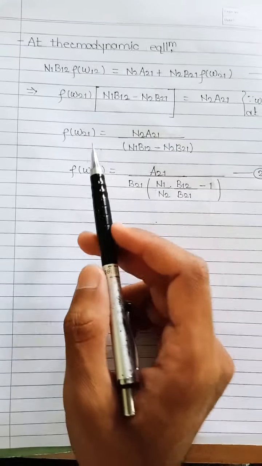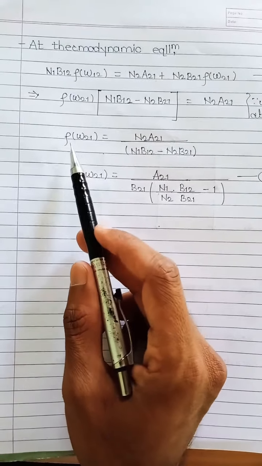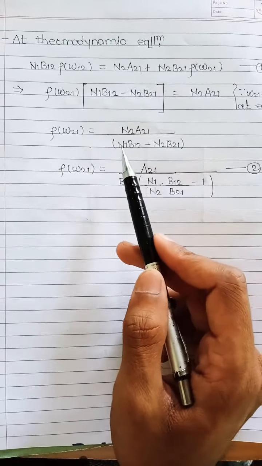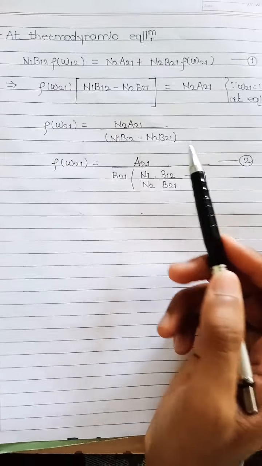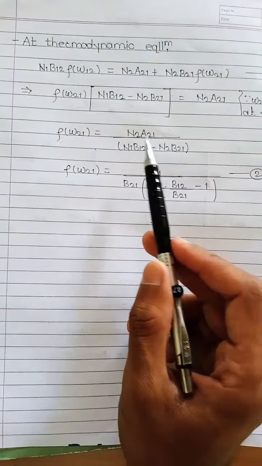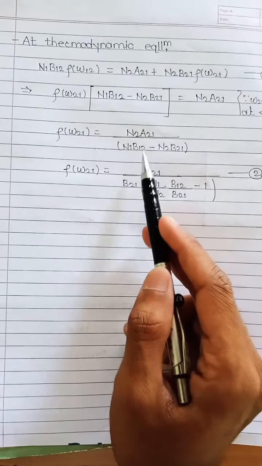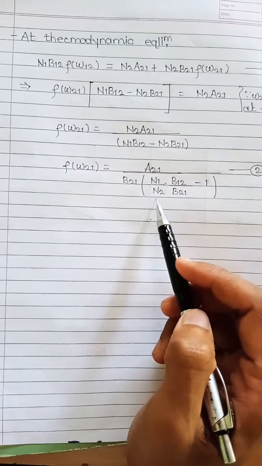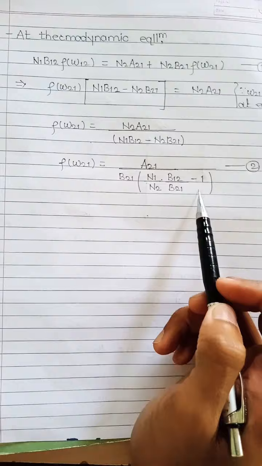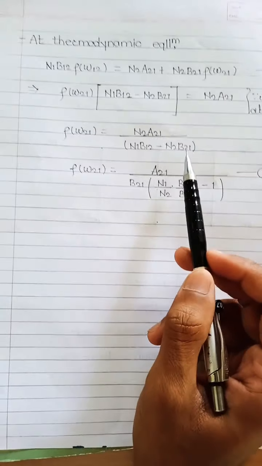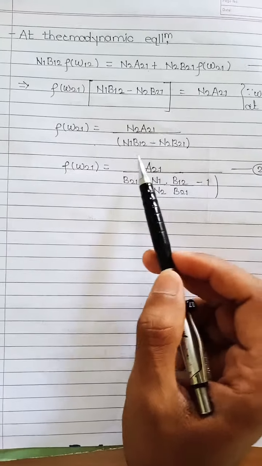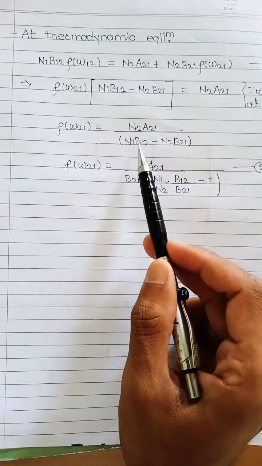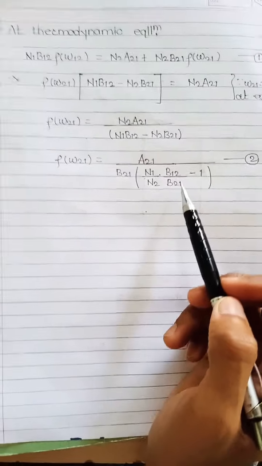Now adjusting, we can write rho omega 21 is equal to N2 A21 divided by N1 B12 minus N2 B21. Now just adjusting, divide by N2. When we divide by N2, this will be cancelled. Here it will be N1 upon N2 and here will be 1, and taking B21 constant, here only 1 will remain and here it will be B12 divided by B21.